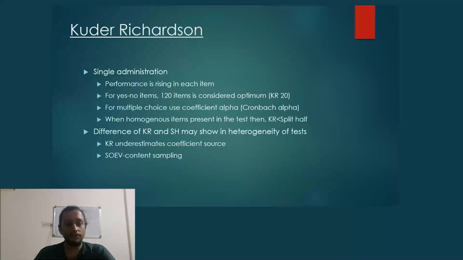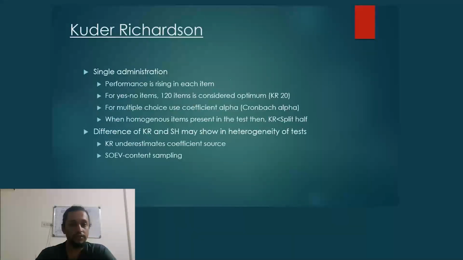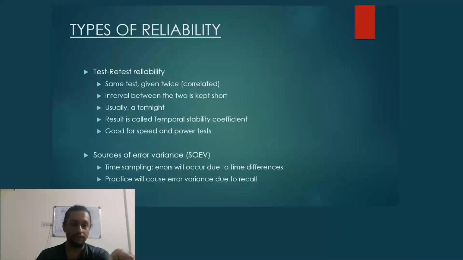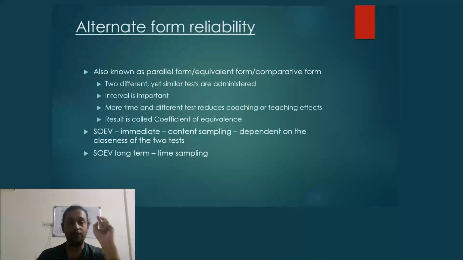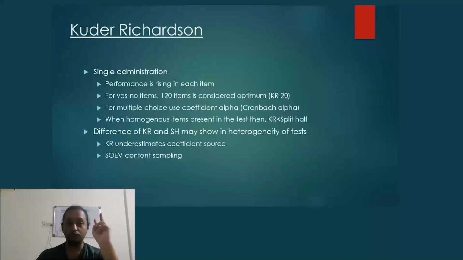Then you have the Kuder-Richardson method of finding reliability, right? Now the important thing is that split half and Kuder-Richardson are both done as a single administration. In your test retest, it's done at 2 time points. Alternate form, 2 time points. Split half once. Kuder-Richardson also once. So there is a single administration to find the reliability.